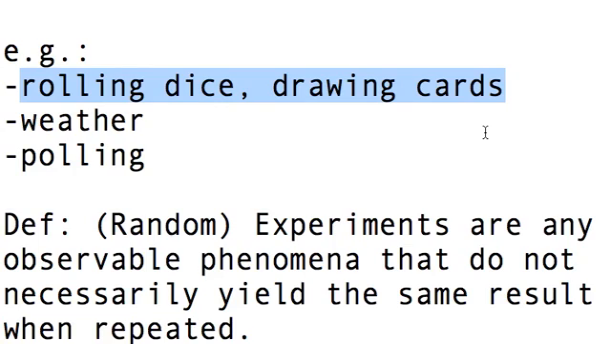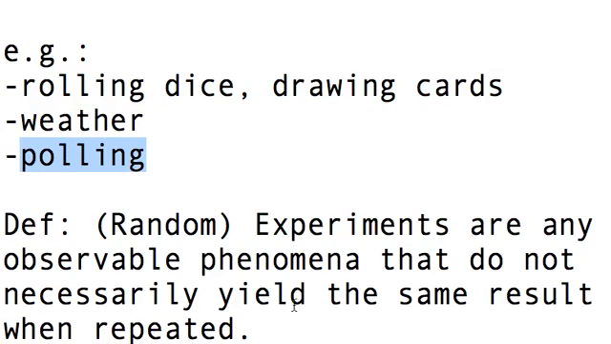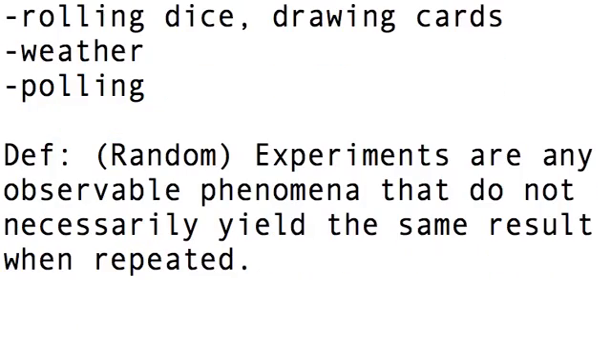Polling, too. If you select somebody completely at random, and how you do that is a question of some significance, you don't know what they're going to say. If you knew what they were going to say, you wouldn't bother polling people. So those are examples of random experiments.